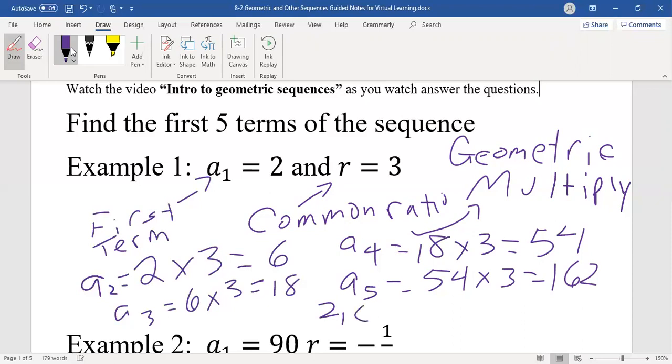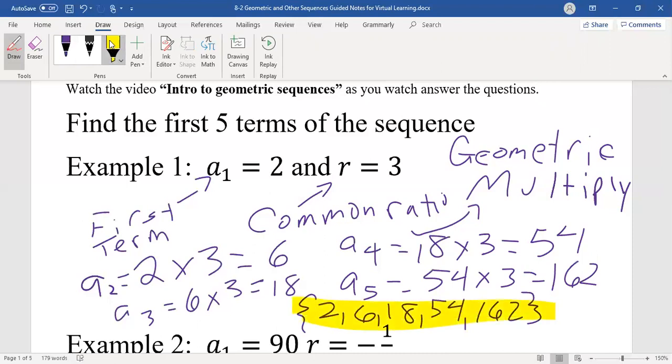2, 6, 18, 54, and 162. And there's your geometric sequence. So you know I'm done. There's your final answer.